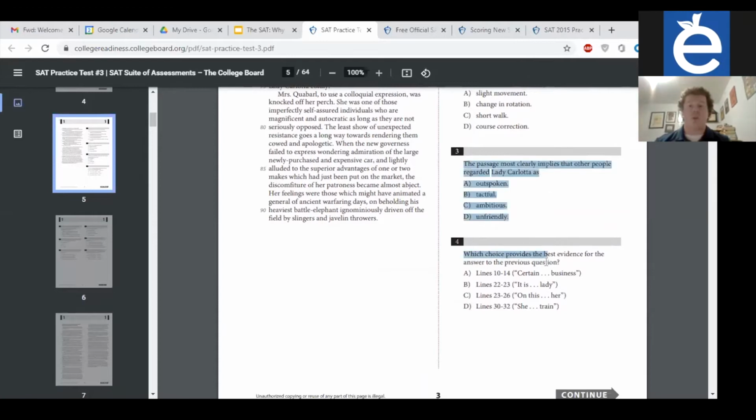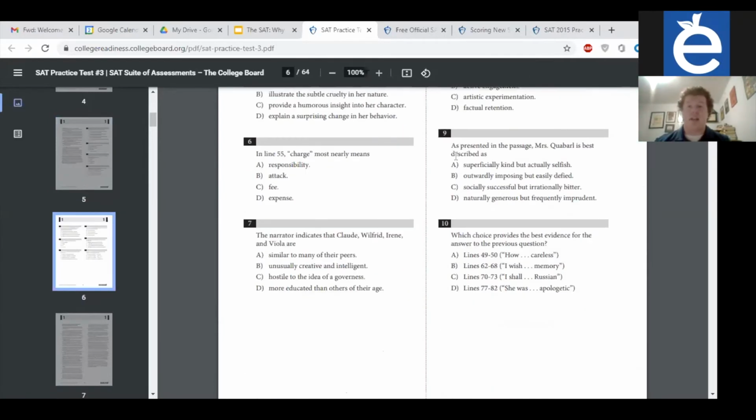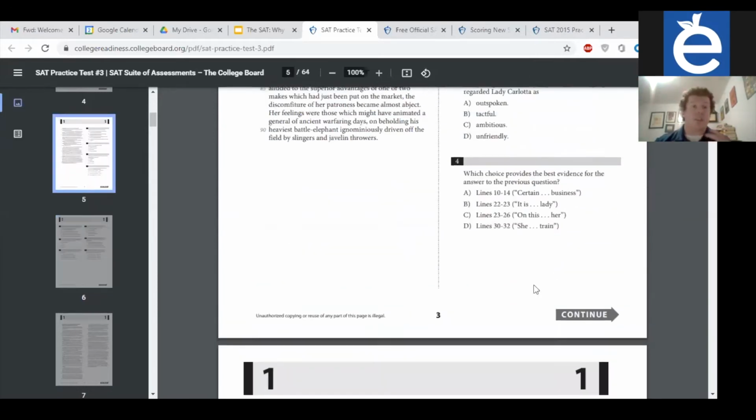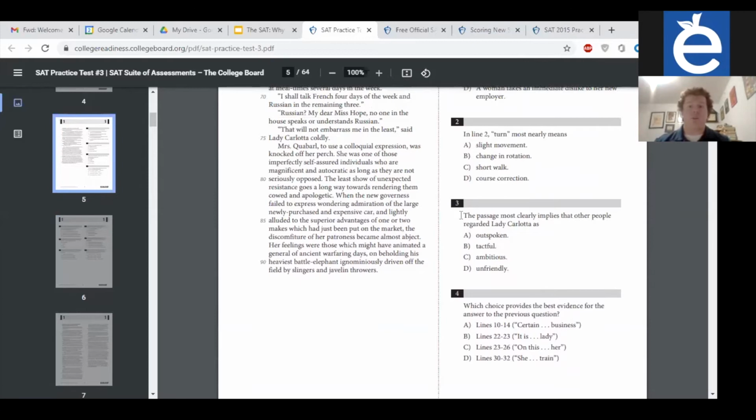I want to go over 3 and 4 and 9 and 10 because the way we approach paired questions is a little bit more in depth, but it's also really useful. So let's start with 3 and 4. The passage most clearly implies that other people regarded Lady Carlotta as outspoken, tactful, ambitious, or unfriendly. And then our paired question: which choice provides the best evidence for the answer to the previous question?